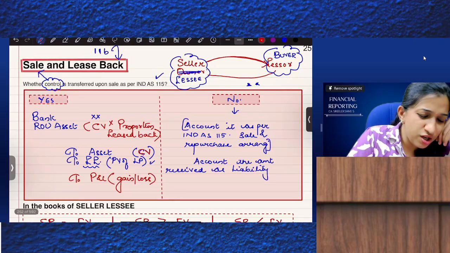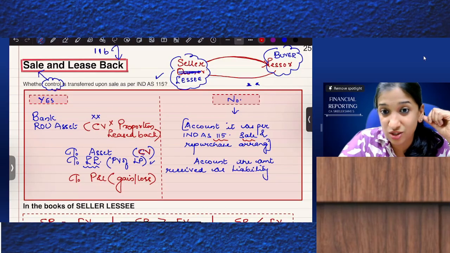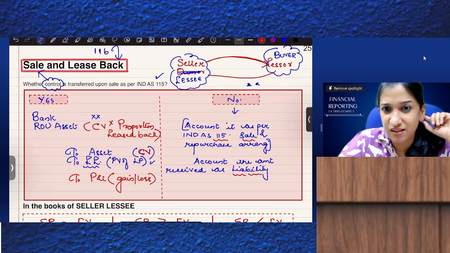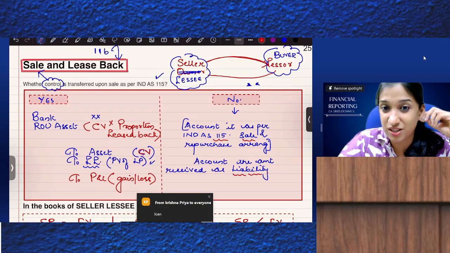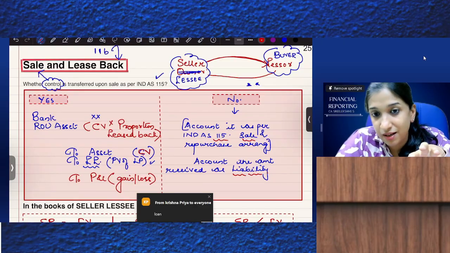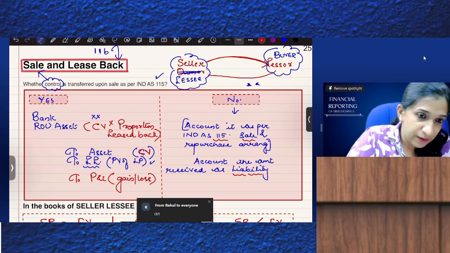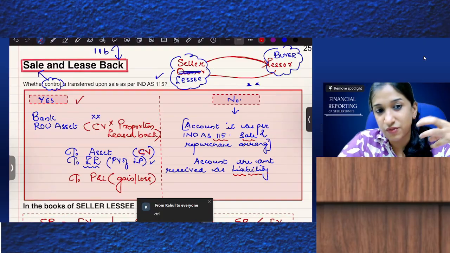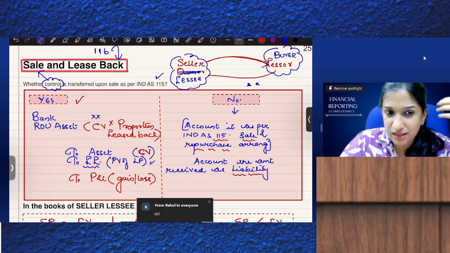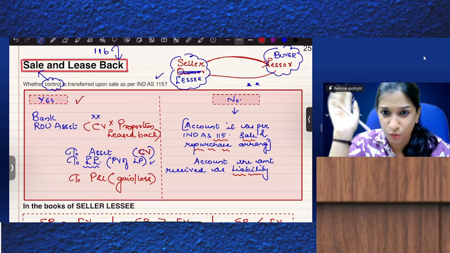Now, if control is not transferred, it is accounted as per 115. Yesterday we studied sale and repurchase arrangements; the amount received will be recorded as a liability. Sale and leaseback is not a sale and repurchase. So in sale and leaseback, there should be a sale. Then only the leaseback has some relevance. Sale means control is transferred. So only if control is transferred, this area is applicable. If control is not transferred, it is like repurchase arrangements, which will be recorded as a liability first. Then repayment you will do accordingly.